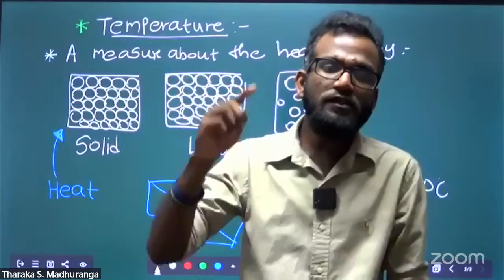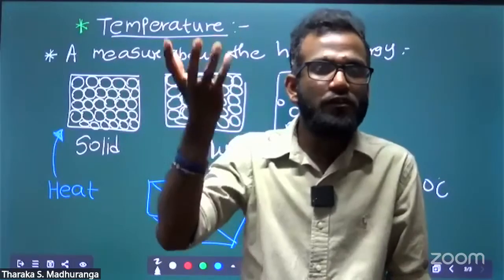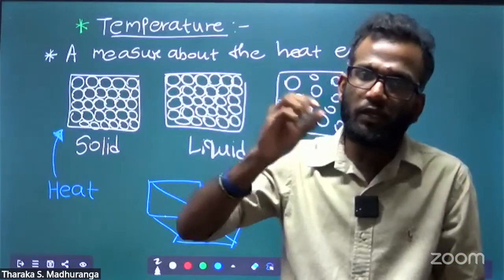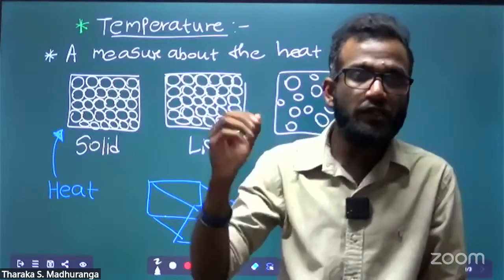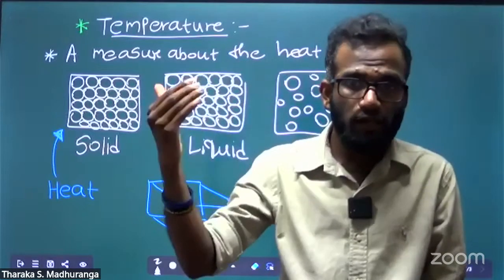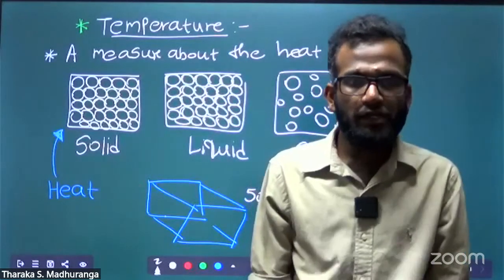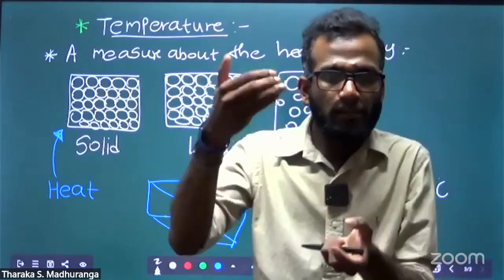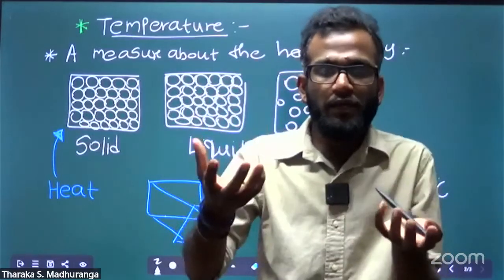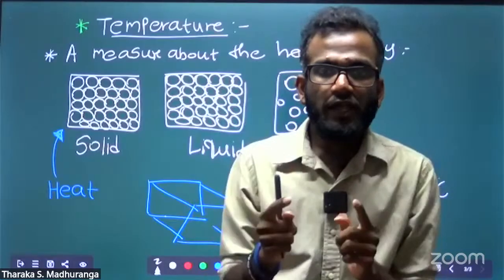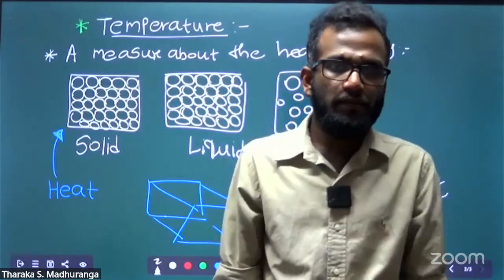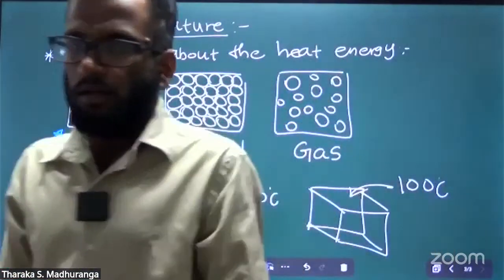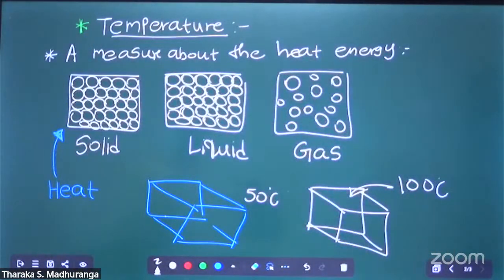The reason is when we increase the temperature of any matter, its molecule vibration is greater. Therefore, when the molecule vibration increases, its temperature is high. It is a measure of the heat energy. By getting the temperature of any object, we can understand the heat energy amount contained in this object. Okay, that's the basic part of the heat lesson.